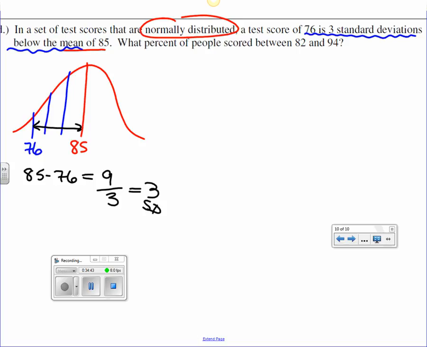Each of these is going by 3s. So I need to do 85 minus 3. What's that? 82, and then 82 minus 3, and it's 79 minus 3 is 76. Yeah. Okay. So now I can answer their question. What percent were between 82 and 94? I do look like I'm going to have to go in this direction a little bit. So what would this number be? 88, 91, and 94.